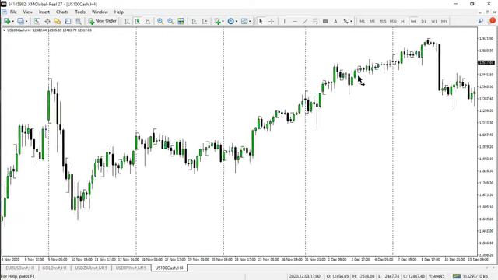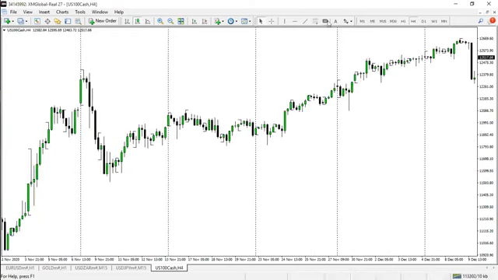Wait, let's see. Oh, this was the breaker. There was a breaker here. There. This is the order block just before the BMS. And when price broke market structure, it was a breaker. Even though price was now on the wrong side of the trend, the breaker worked a little bit.